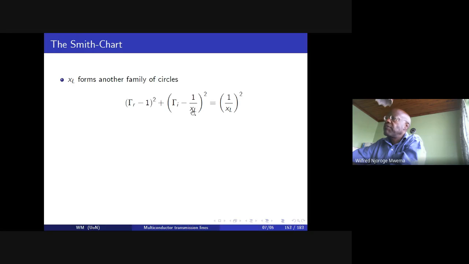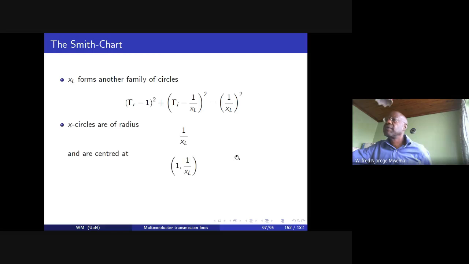Therefore, as XL goes to 0, that is, we have a load that is purely resistive, the center of the circle will be at infinity and its radius would be infinite as well, and therefore it will be a straight line. So the X circles will have a radius of 1 by XL and are centered at the point 1, 1 by XL.